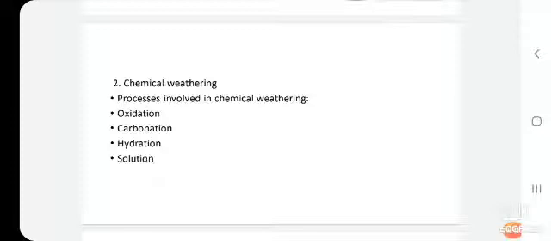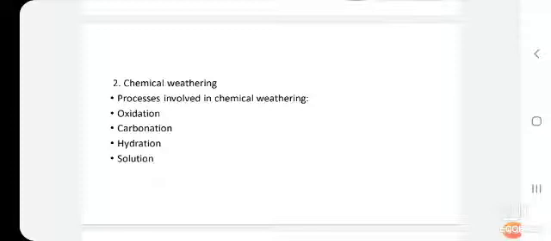Okay, children, right? For example, rocks like feldspar are converted into kaolin. This is just an example. You can make a note of it. Children, in this hydration, the minerals become heavy and start disintegrating. The next one is the solution.